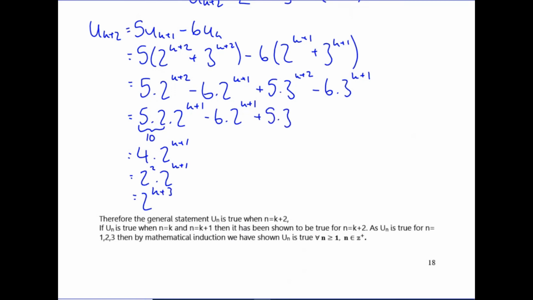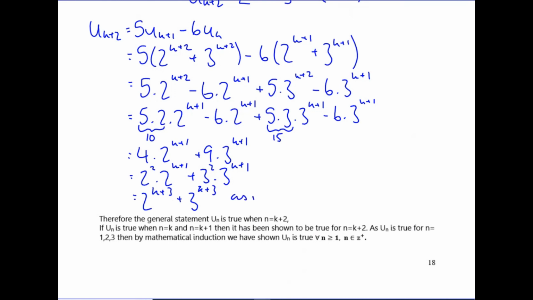Doing the same on the 3's, I can write 3 to the k plus 2 as 3 times 3 to the k plus 1. 3 times 5 is 15, so I've got 15 lots minus 6 lots, which gives me 9 lots of 3 to the k plus 1. 9 is 3 squared, and I add those powers to give me 3 to the k plus 3, which is what we wanted. We've got 2 to the k plus 3 plus 3 to the k plus 3. Tie it up at the end and write your conclusion out, and that's that one done.